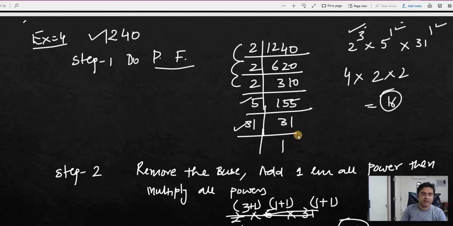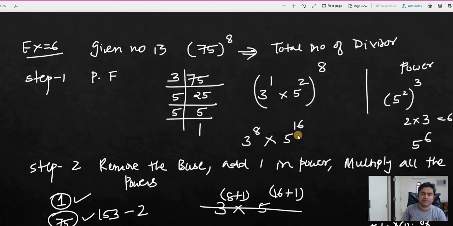So the next question is 75. You have to find out the total number of divisors of 75 raised to the power 8. So what you need to do, you have to do the prime factorization of 75. So 3 into 5 into 5. So 3 is 1 time. 5 is how many times? 2 times. And to the power 8. So power 8 will be written over here.